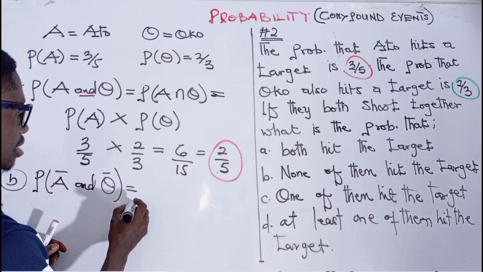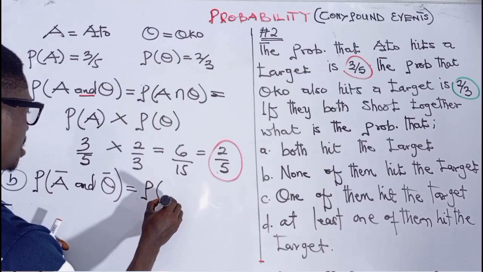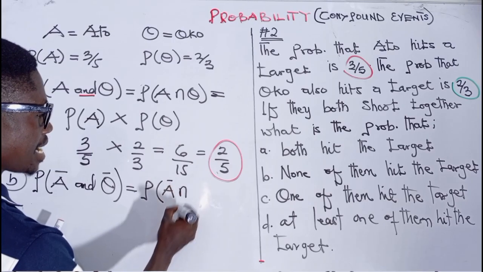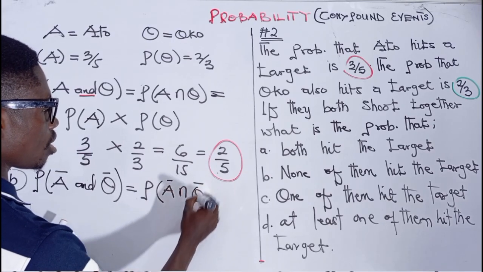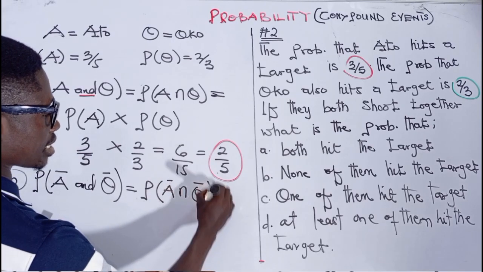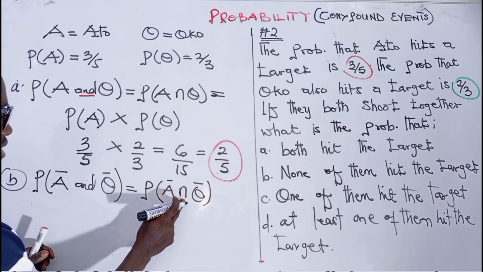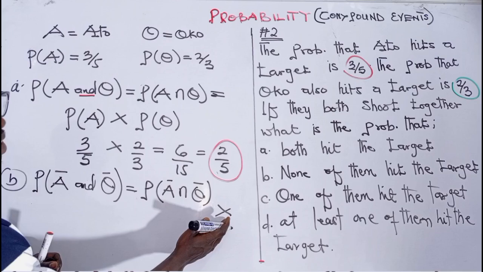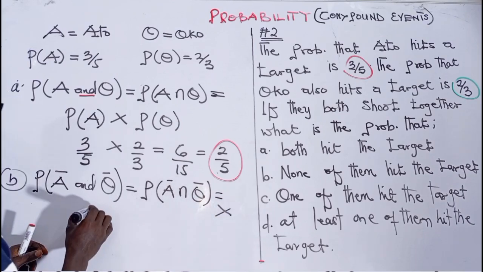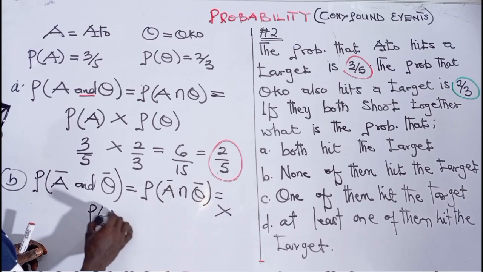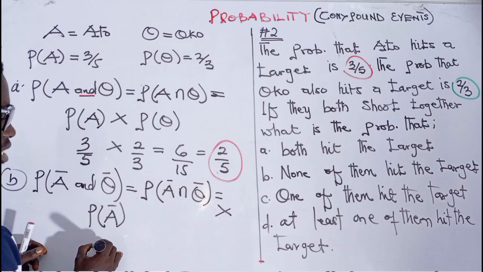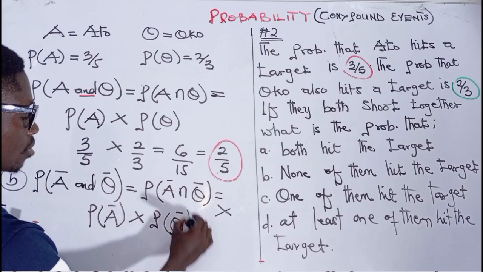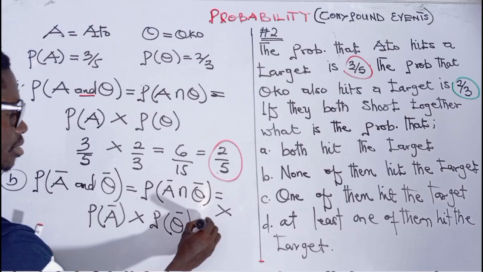So we can write it as the probability that Ato was not able to hit the target and Oko was also not able to hit the target. Since we are having the intersection, which represents the multiplication rule, we are going to write this as the probability that Ato was not able to hit the target multiplied by the probability that Oko was not able to hit the target.